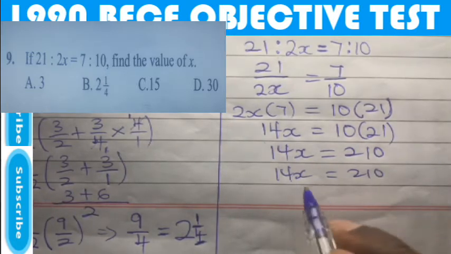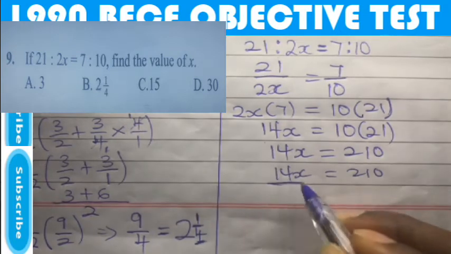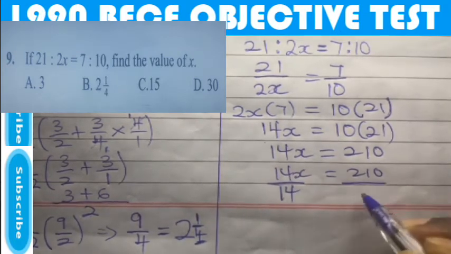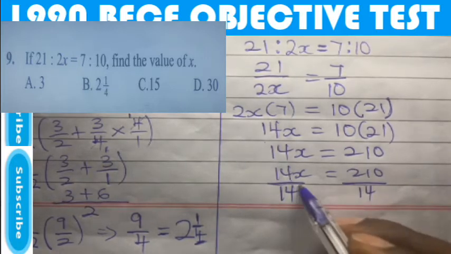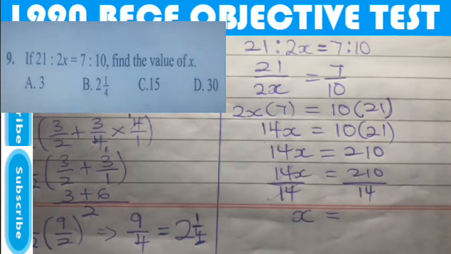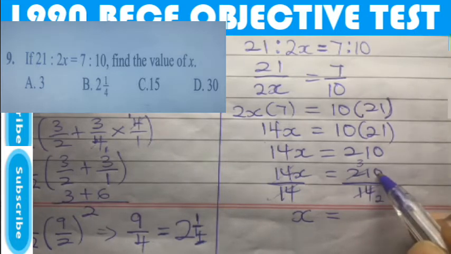So to find x, divide here by this 14, and divide here too by the same 14. All right, this divides this, and then you have only x left. So x will be equal to, when you come here, a common factor that can divide 14 and 210 will be 7. So let's go with 7. 7 divides 14, that is 2. 7 divides 21, you have it to be 3. 7 divides 0, and then you have 0.